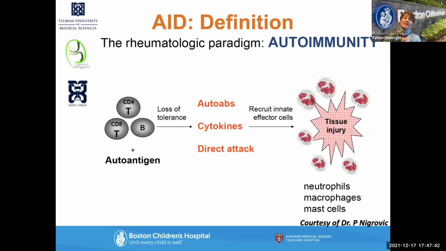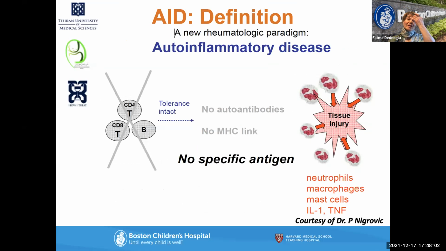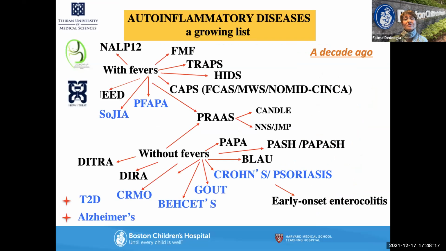As we all know, in the past, the rheumatology paradigm was autoimmunity, that there were specific antigens and T cells that stimulate autoantibodies and cytokines, and then the innate immunity is also stimulated and helps. But in recent years, we are talking about autoinflammatory diseases, and this is the new paradigm: that the innate immune system, without the help of antigen and T cells, can act on its own and create inflammation.